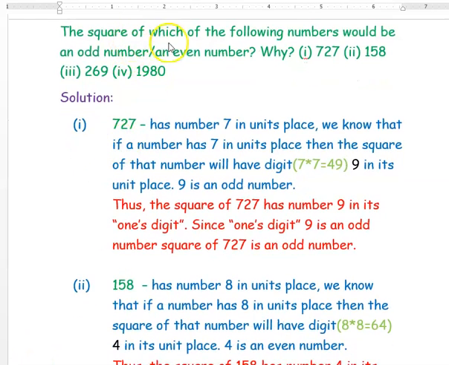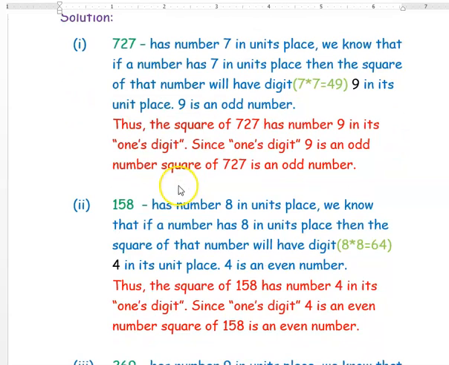The next question is, the square of which of the following numbers would be an odd number or an even number? Why? The first number is 727. Here 7 is in units place. If you square 7, you will get 7 into 7, 49. So it will have 9 in its units place. 9 is an odd number. So we can say that the square of 727 is an odd number.